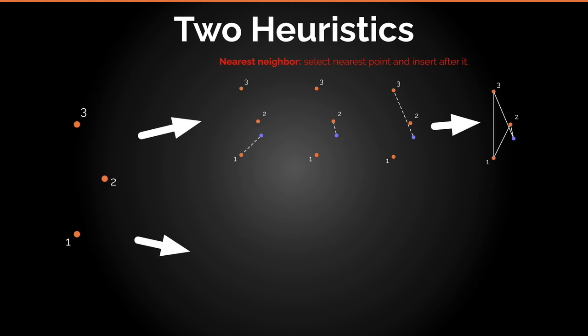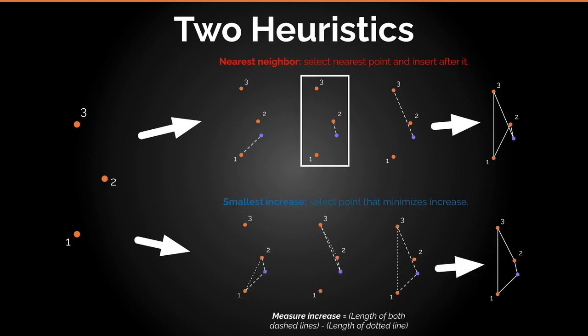The next heuristic that we can think of is the smallest increase heuristic. The smallest increase heuristic is another iteration of the above heuristic, asking ourselves, wait a minute, how can we avoid silly things like this, where we're inserting something and we know it's not the right answer? Well, the idea of the smallest increase is that we select a point that minimizes how much we increase the tour.